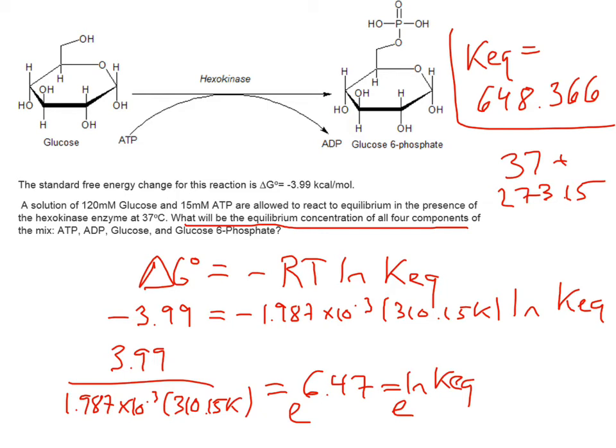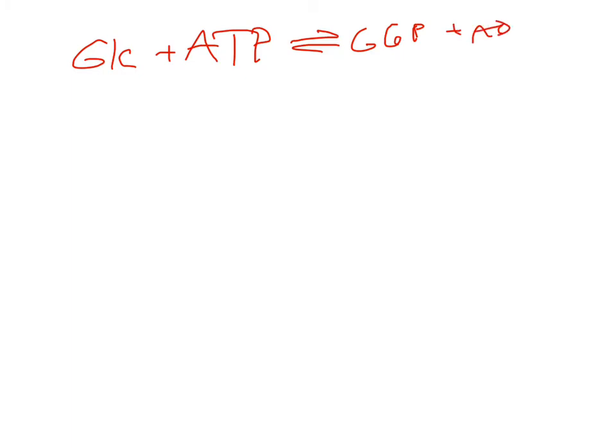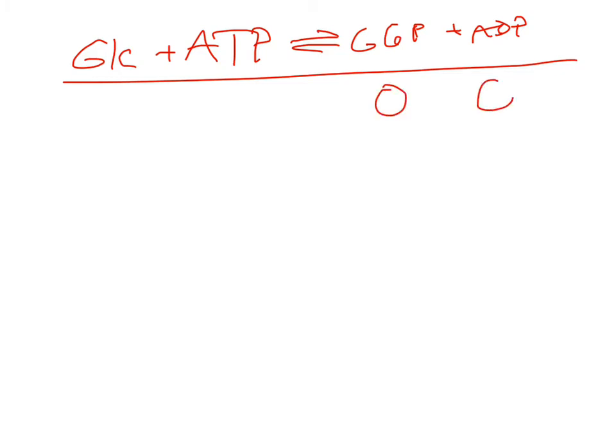Okay, so I'm going to go ahead and move on to the next page and start working some of this out. Okay. So we have that ratio. Our reaction, remember, is glucose plus ATP goes to glucose 6-phosphate plus ADP. And these start out at concentrations. We just started out with nothing over here, but over here we started with 120 millimolar and 15 millimolar. Correct? That's our initial set of concentrations.